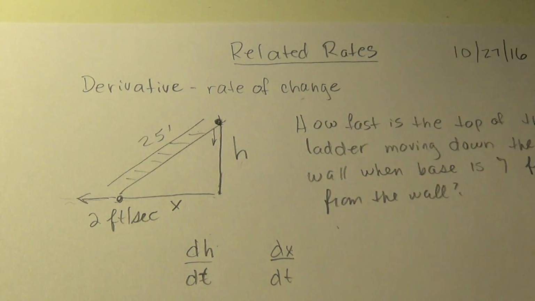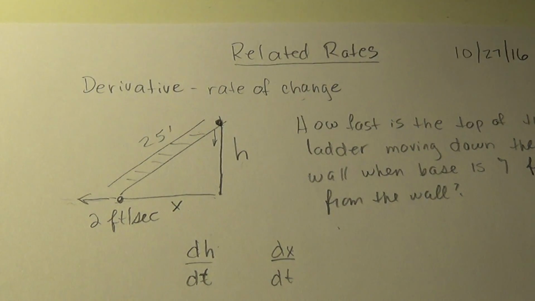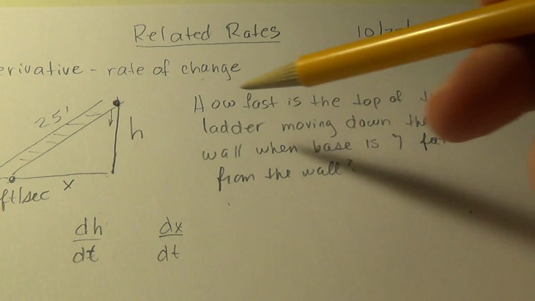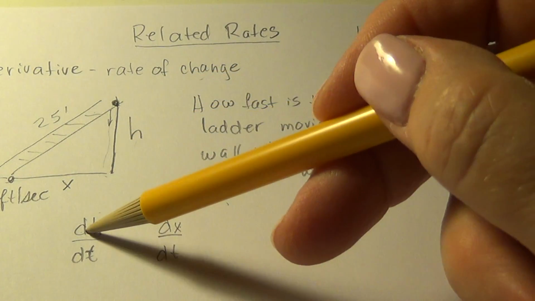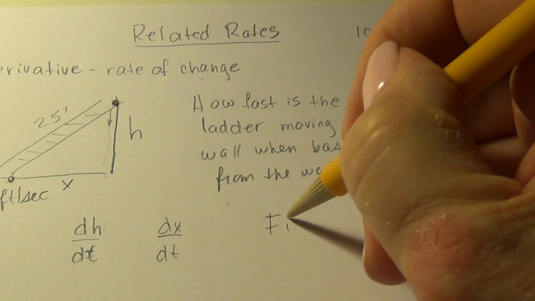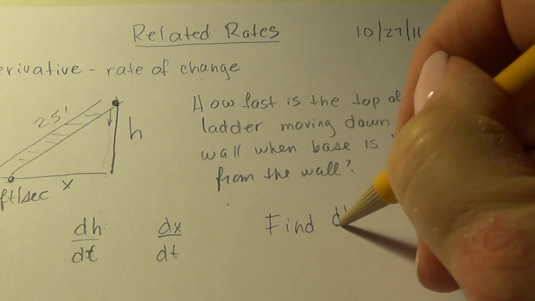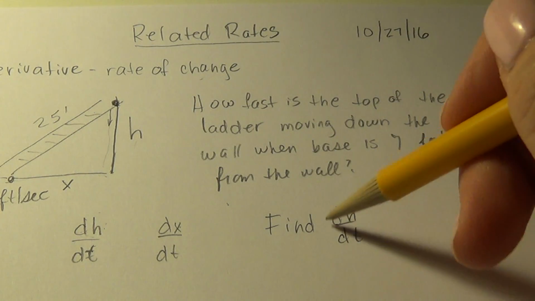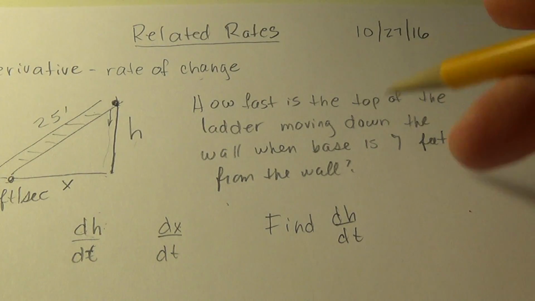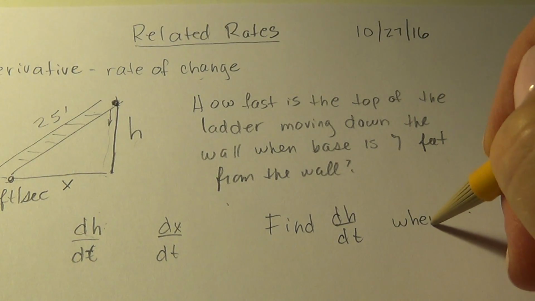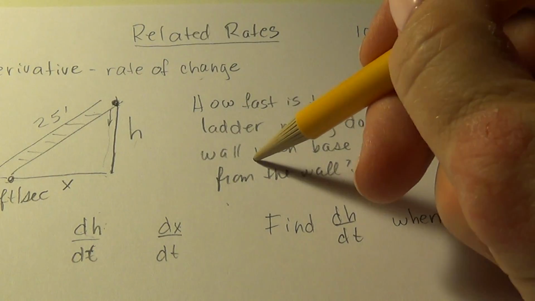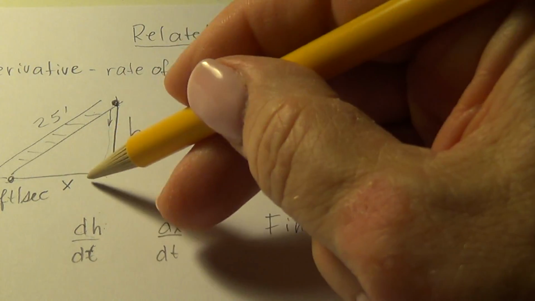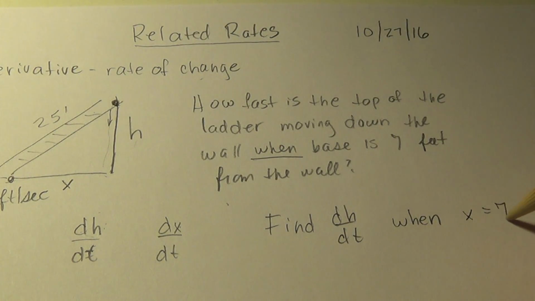So what we're asked for in this problem is how fast is the top of the ladder moving. It's coming down like this, dh dt. So we're going to find dh dt. The first thing you need to do is find what derivative the problem asks for. And since a derivative by nature is always changing, we always need a when. If there's no when in the problem, you can't do it. But there is a when, so rest assured, when the base, which I called x, equals 7.